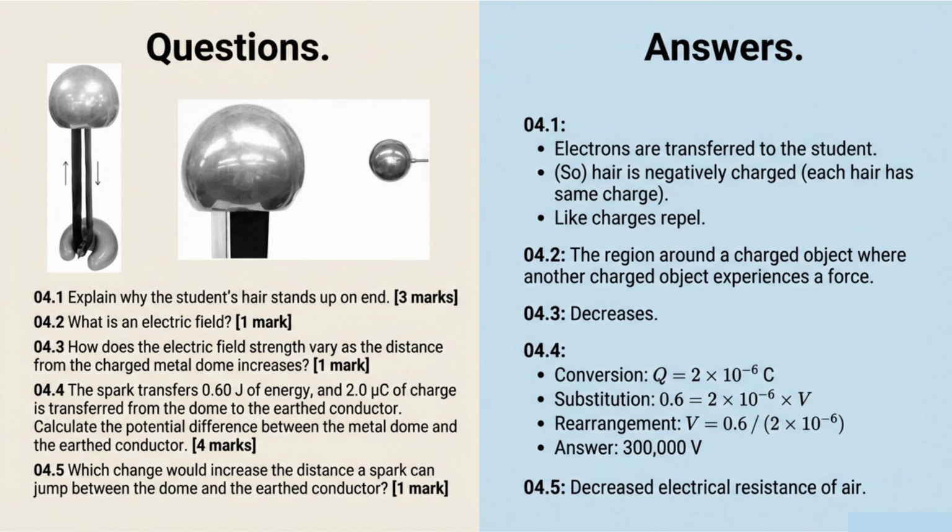Q equals 2 times 10 to the power of negative 6. So the formula is energy equals charge times voltage. We substitute the values: 0.6 equals 2 times 10 to the negative 6, multiplied by V. Rearrange that to find V. It's 0.6 divided by 2 times 10 to the negative 6, which equals 300,000 volts. A big spark. And 4.5 asks what change would increase the distance that spark can jump. The correct answer on the scheme is a decreased electrical resistance of the air.